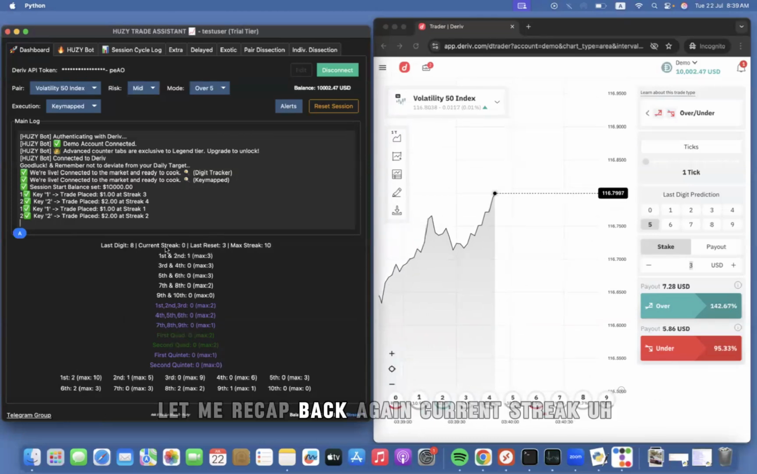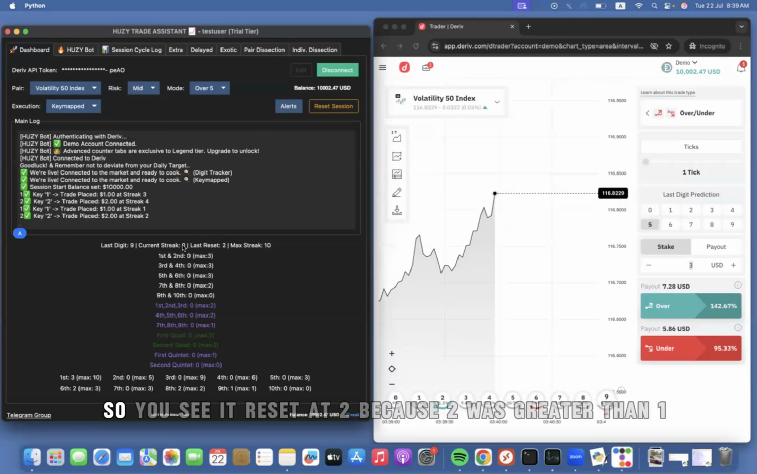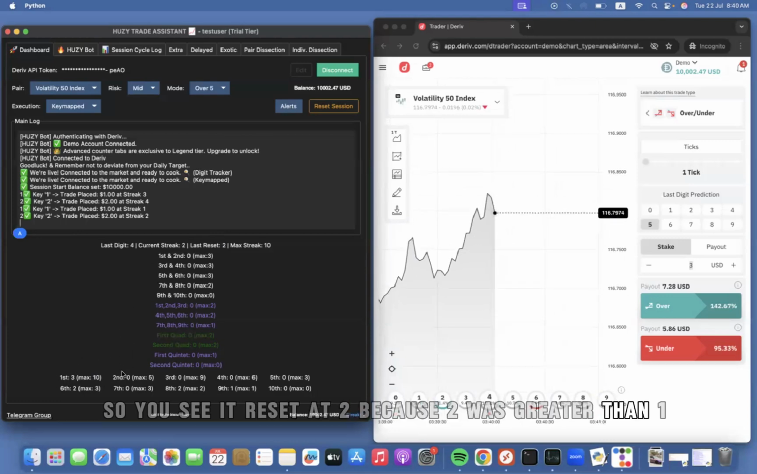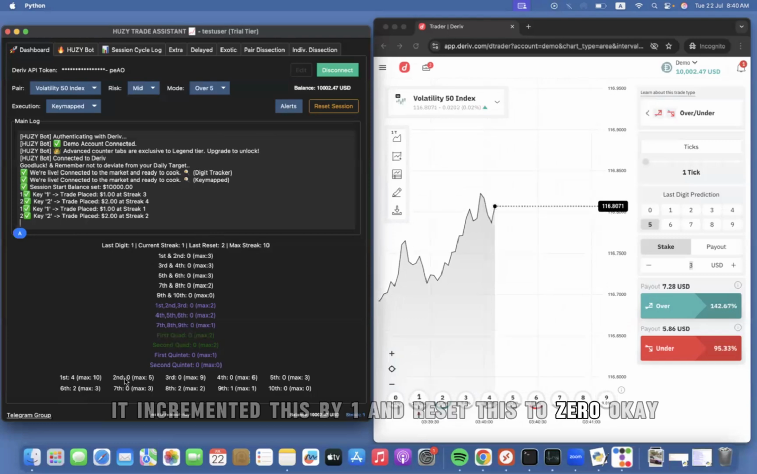Let me recap again. Current streak, come on, baby, climb up so I can tell people how this works. So you see it reset at 2. Because 2 was greater than 1, it incremented this by 1 and reset this to 0.